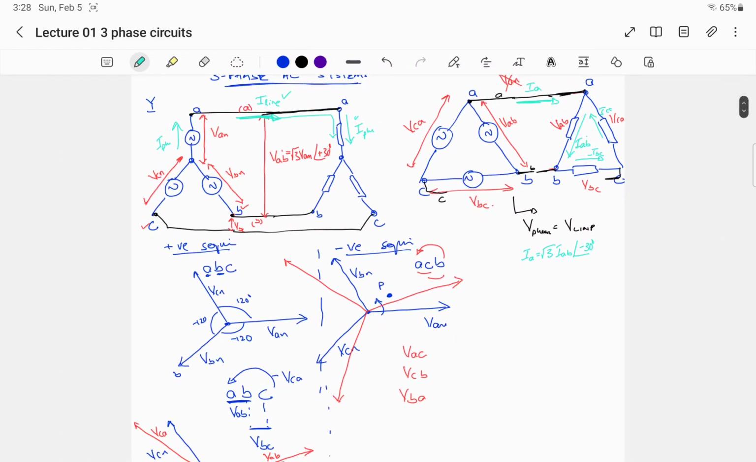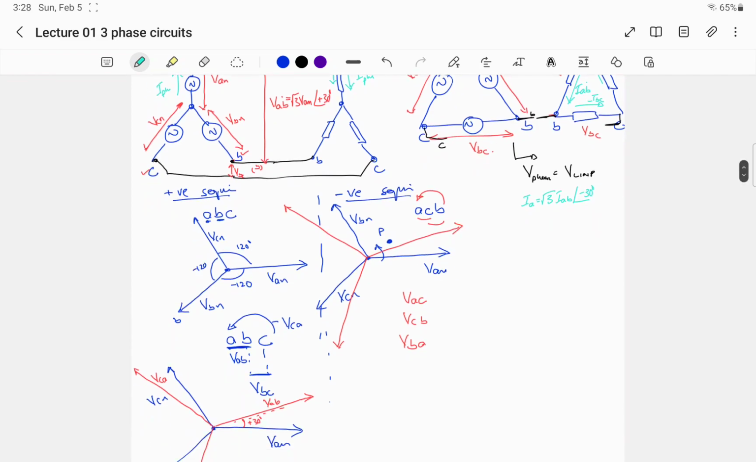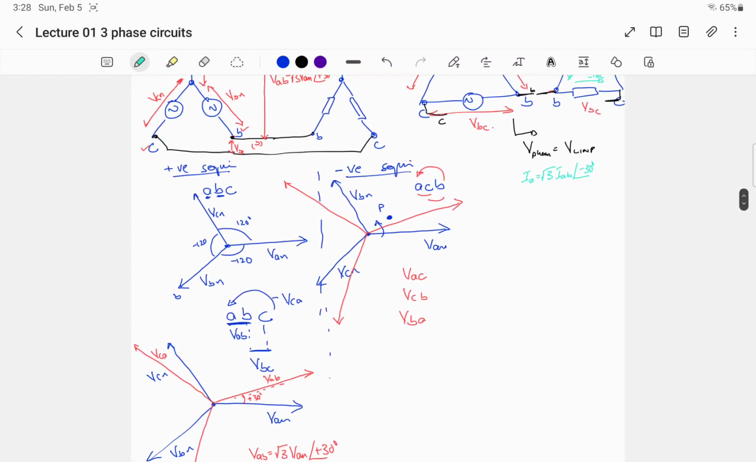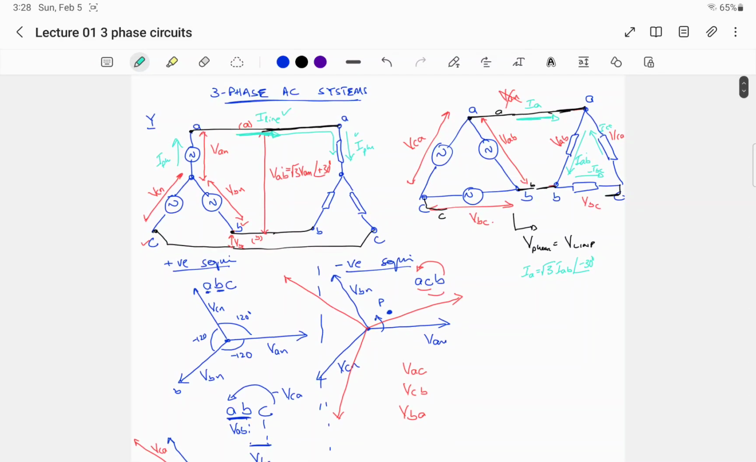So this is actually a revision of the basic concepts, positive sequence and negative sequence. And in the next few slides, I will try to solve a few examples, and I hope this topic will become more clear.